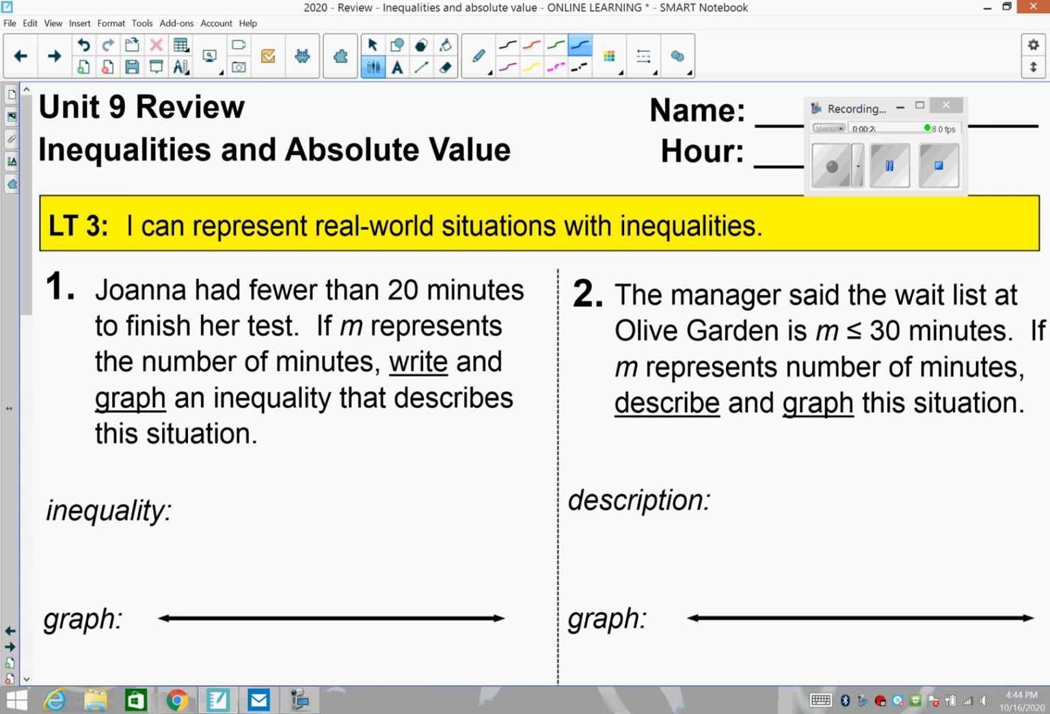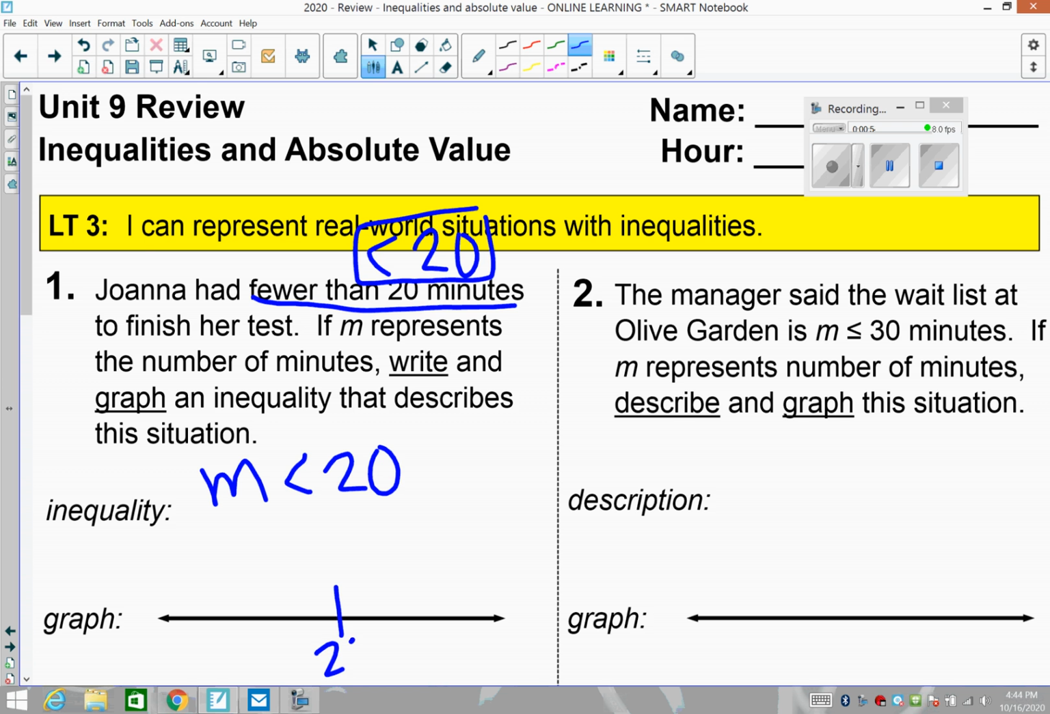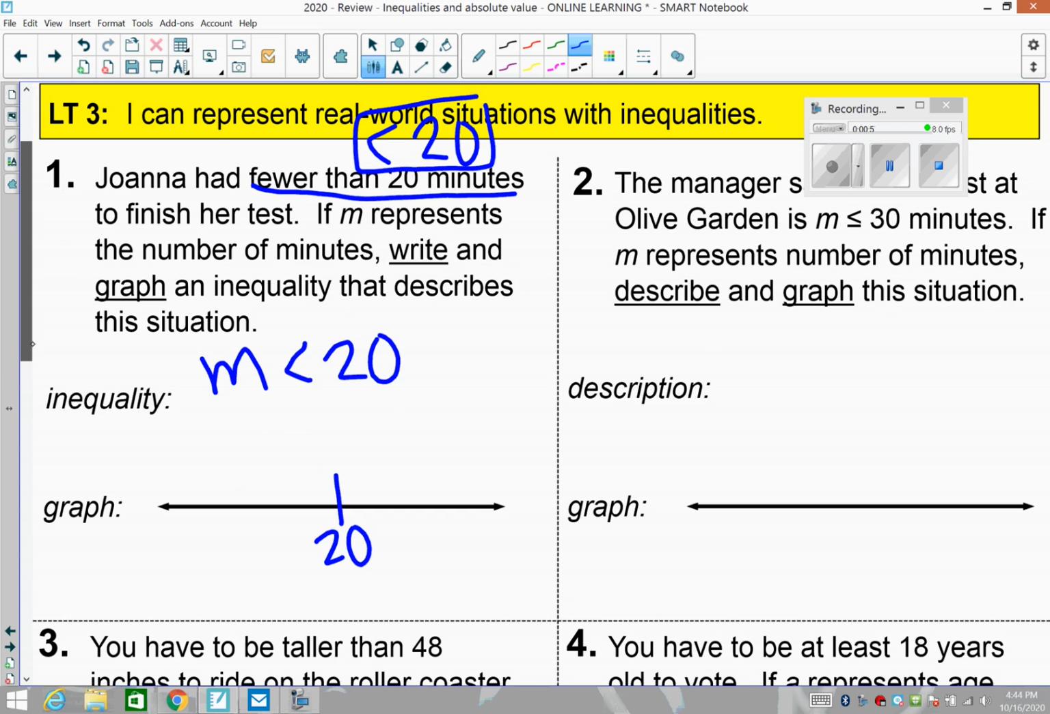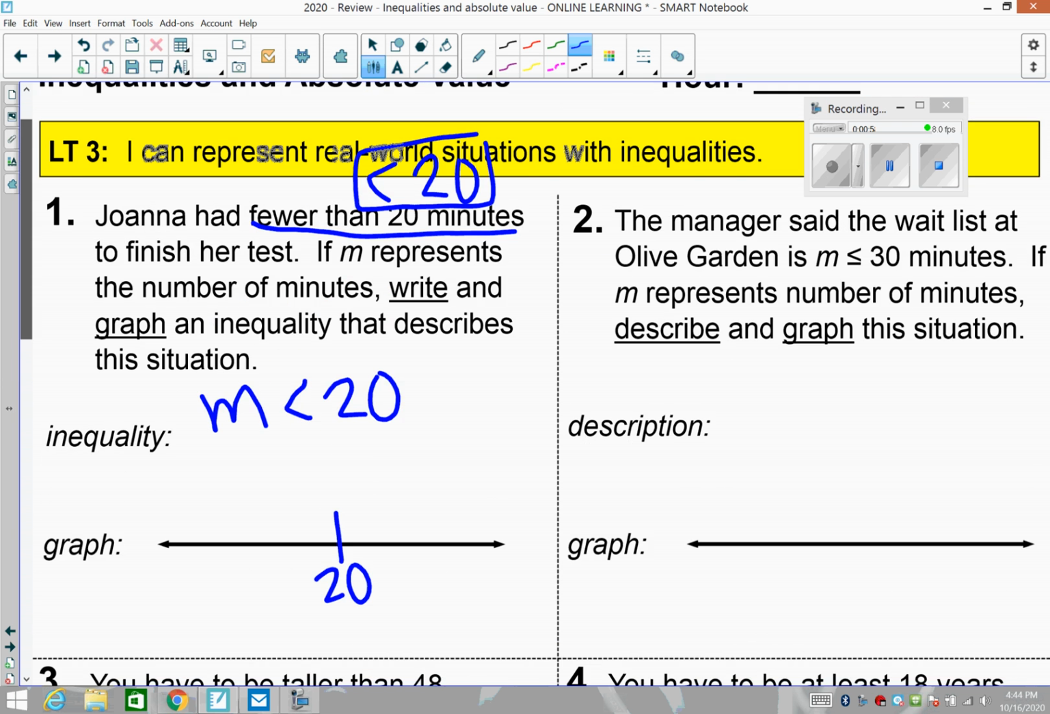So first question here is Joanna had fewer than 20 minutes to finish her test. So we're talking about fewer than, which means less than 20 minutes. It's not equal to because it says fewer than. If M represents the number of minutes, write and graph an inequality that describes the situation. We would say that the number of minutes is less than 20. I'm not putting the equal to bar there because it doesn't say that it's an equal to amount of minutes. It's just less than.